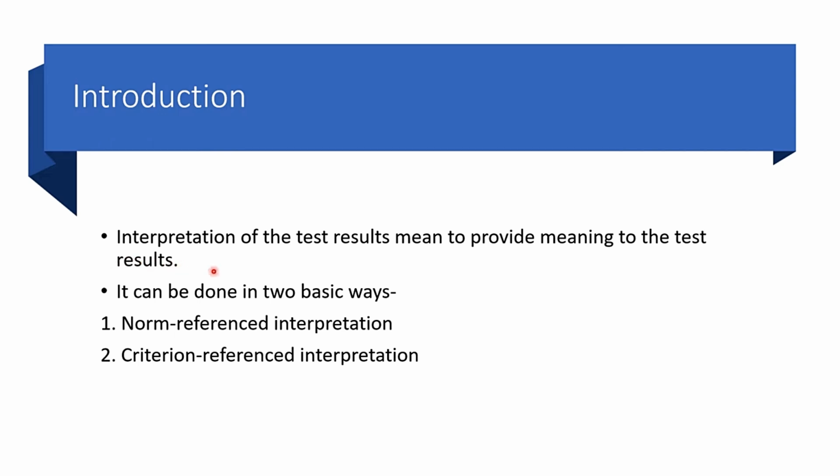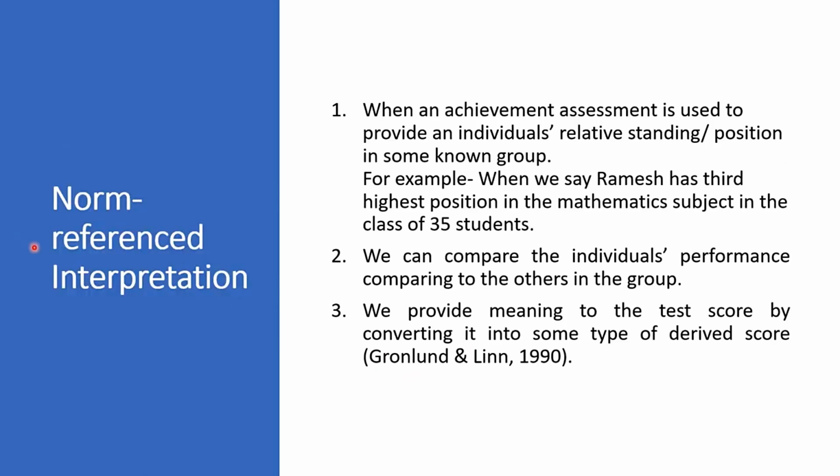It can be done in two basic ways. Number one is norm reference interpretation, and number two is criterion reference interpretation. Now come to the norm reference interpretation. Here you can see the first point. When an achievement assessment is used to provide an individual's relative standing, an individual's relative position in some known group.